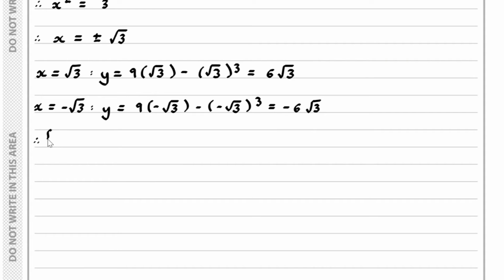And in set notation, we have k belonging to a set of real numbers. We've got negative 6 root 3 being less than k, being less than 6 root 3.